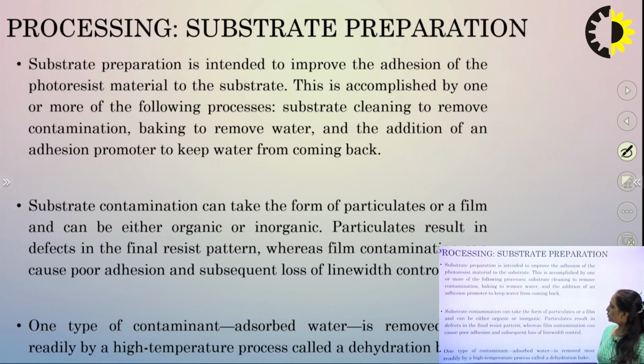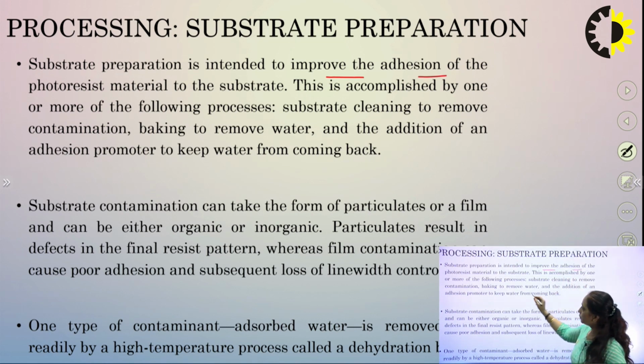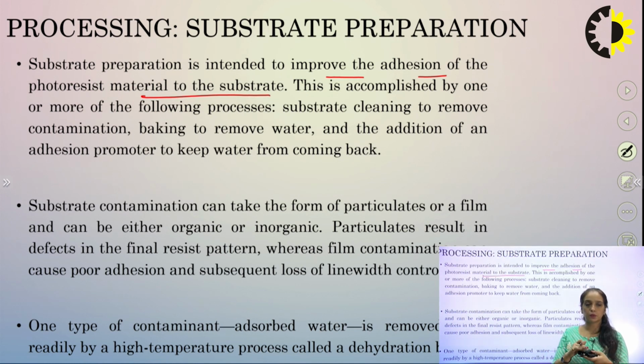So the first processing step is substrate preparation. Substrate preparation is intended to improve the adhesion of the photoresist material to the substrate. Suppose we have one substrate, over that we have to apply the PR material, the photoresist material. If that substrate has contamination or dust particles on it, your PR will not stick to it properly, right? So it is done to improve the adhesion to the substrate.